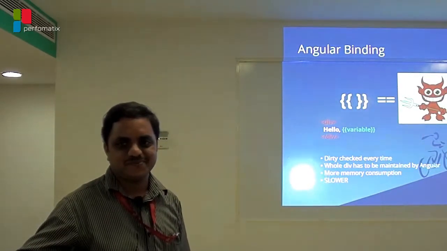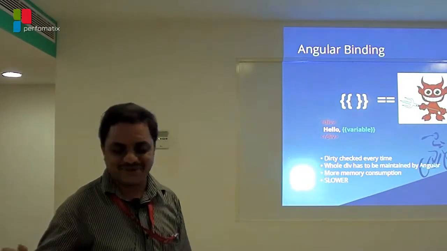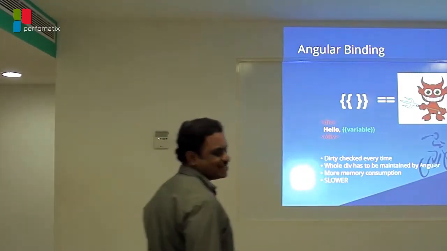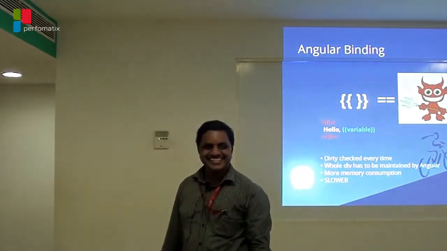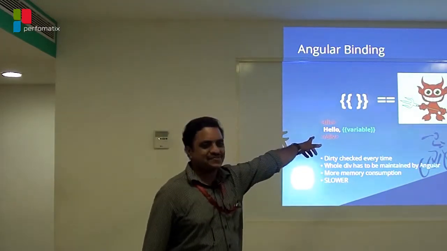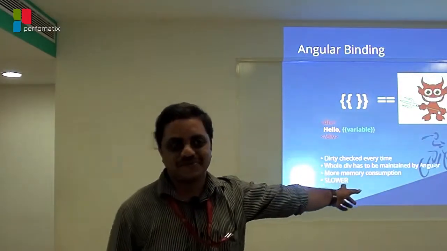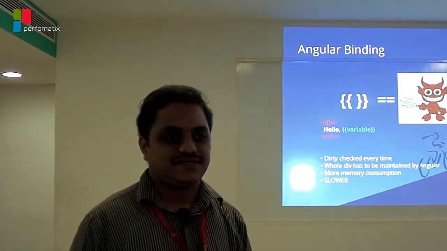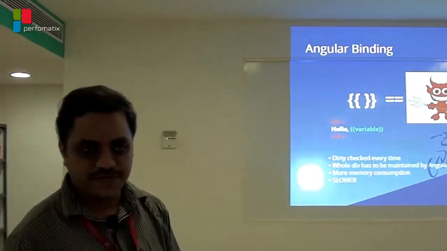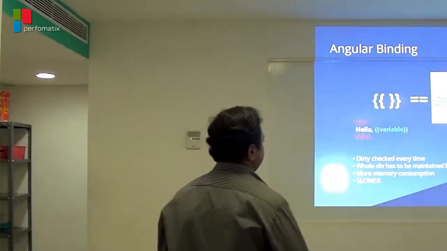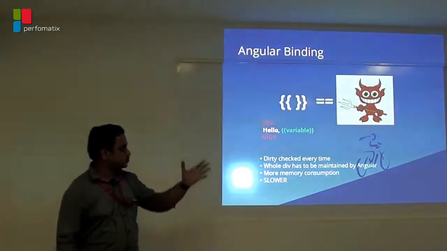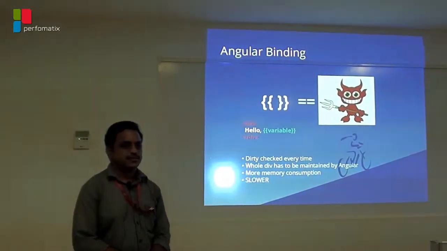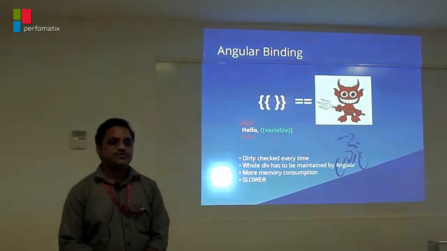Two-way binding is evil. Yes. By the way, this is one-way binding and that is two-way binding, which you regularly use in your code. Usually when you develop your application, in order to display something with two-way binding, we use double curly braces. So this is your root cause of error.